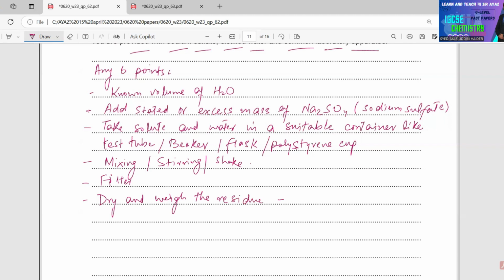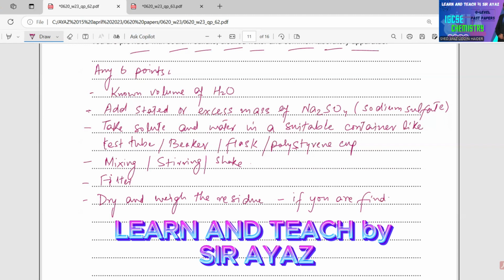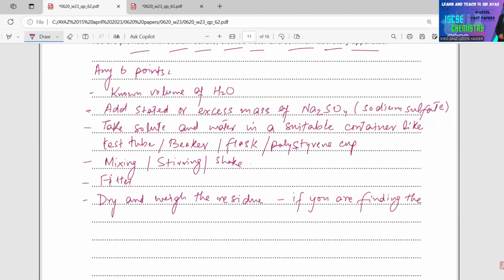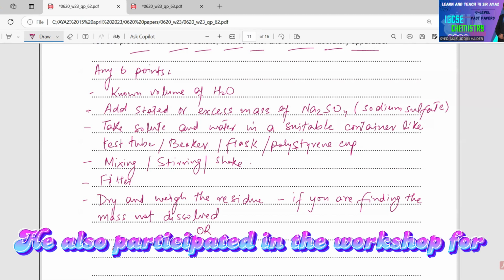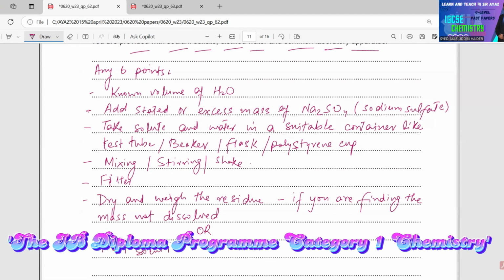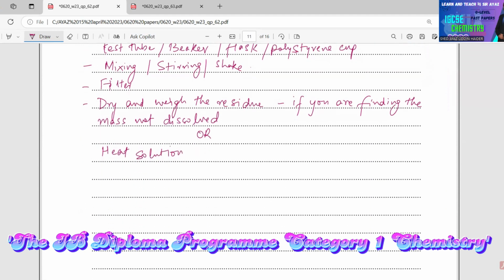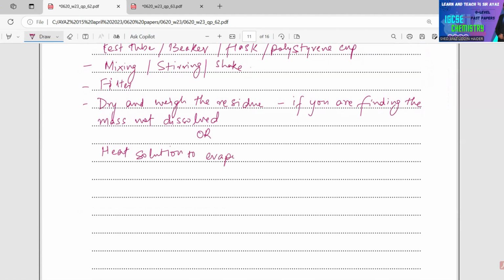If you are finding the mass not dissolved, or the next option for this one, heat the solution to evaporate all water and weigh the residue.